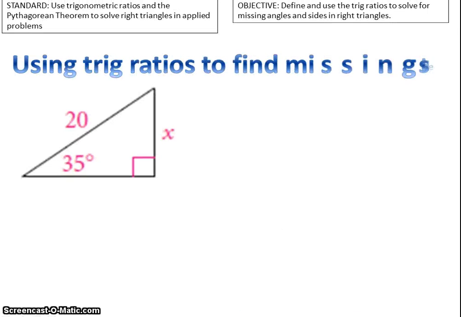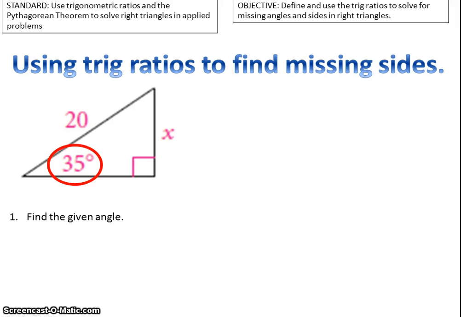So now, we need to use the trig ratios to find missing sides. This is the critical juncture, the thing you need to be able to do. So here's what I have. I need to know a few things. First, I've got to find the given angle. So the angle is 35 degrees.